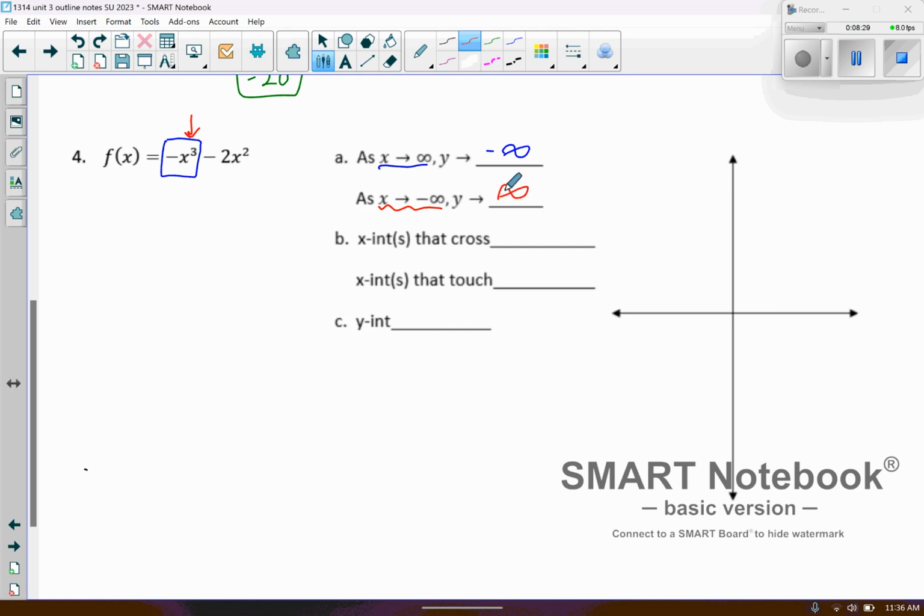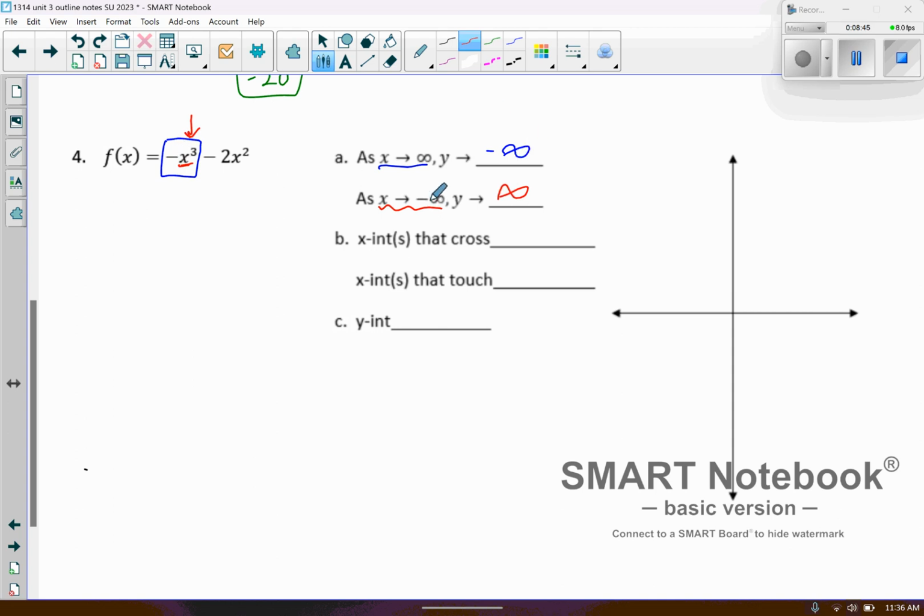Now, there's a little bit more to that, but that's just following the leading coefficient rule, without even thinking about it. But if you think about this, you plug in positive numbers, you get a positive number, but then you have the negative, that makes it negative.